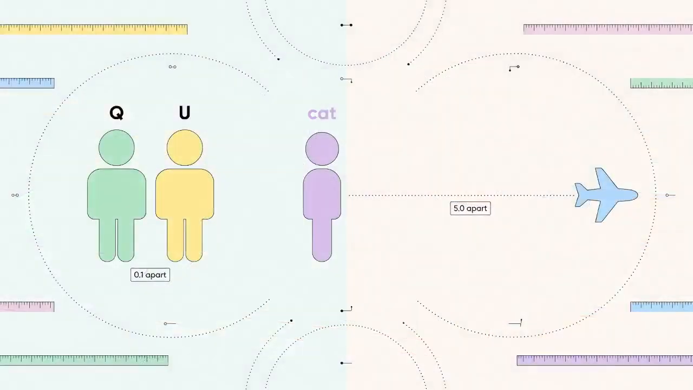Numbers help the AI measure distances. If two vectors are close together, the two words are similar. If they are far apart, the words are different. The AI can quickly say, Q and U are only 0.1 apart, so they are best friends. But cat and airplane are 5.0 apart, so they have nothing in common.